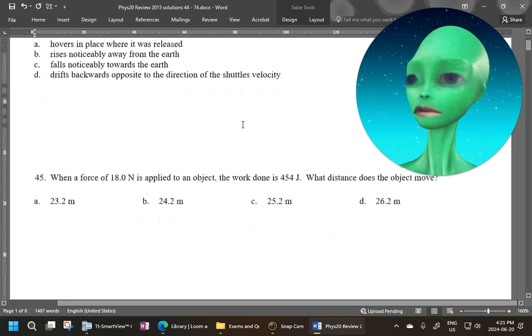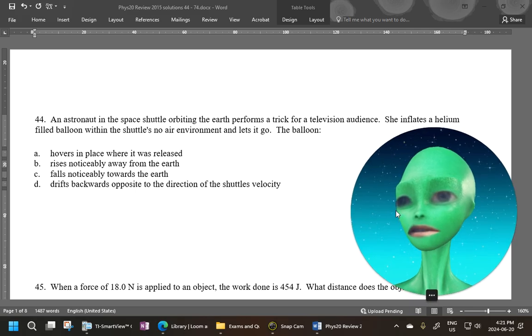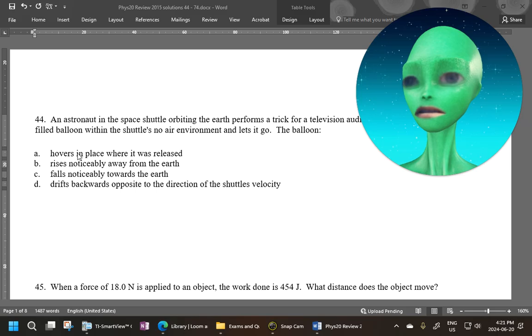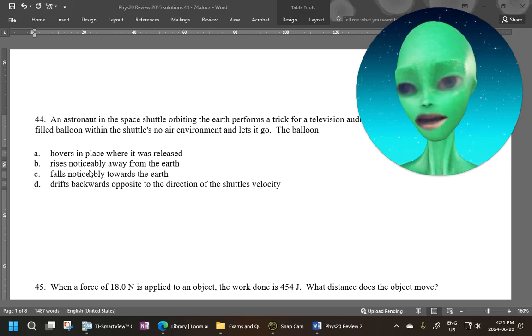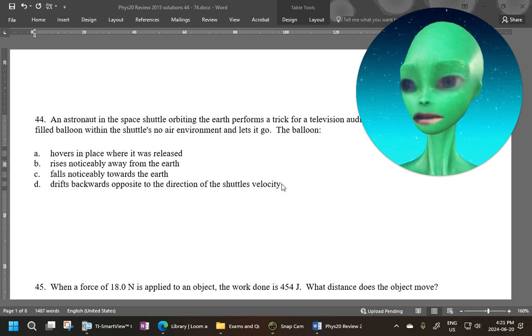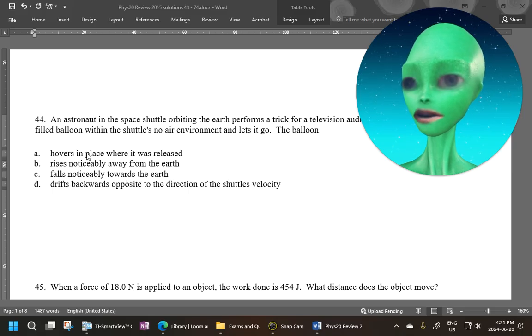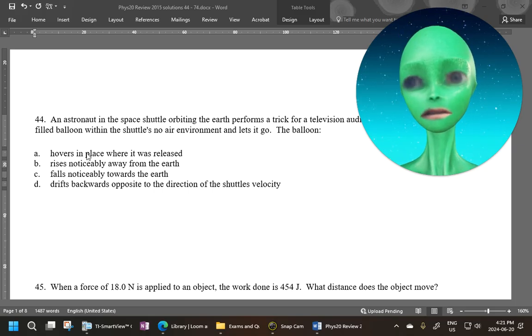Got to zoom up. I can't move upwards here. Okay. She inflates a helium balloon within the space shuttle, no air environment, and lets go. Well, it rises away from her, it falls, drifts back in the opposite direction of the shuttle's velocity. No, it'll probably just hover in place where it's released. If there's no air, there's nothing to push on it, she releases it.